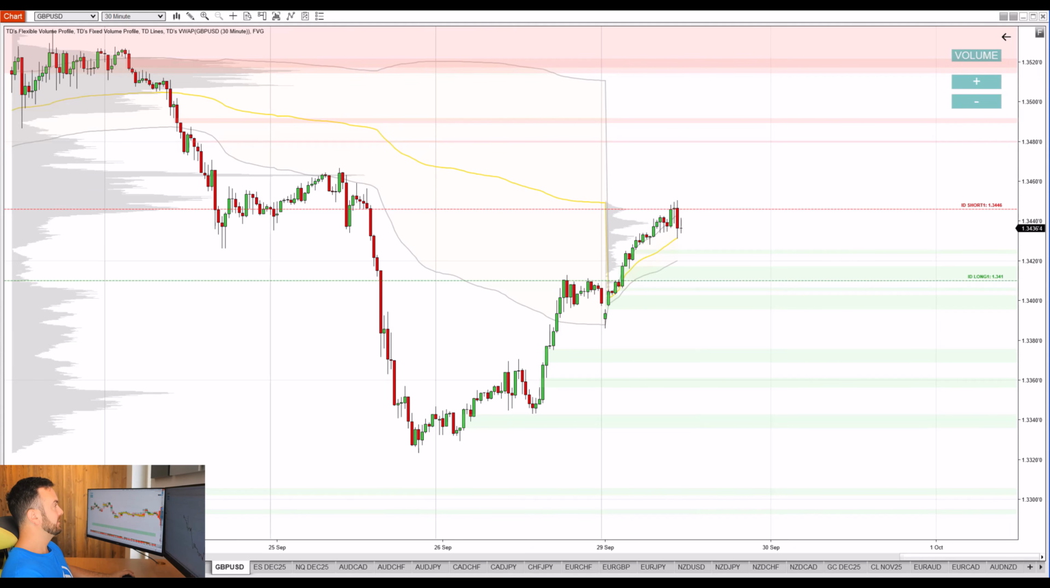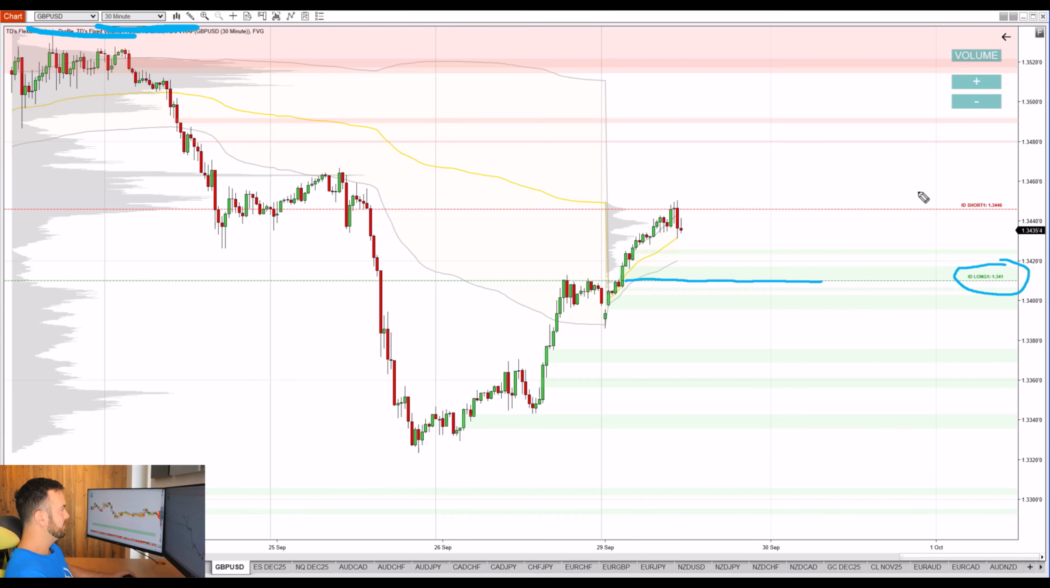What you see before you is the NinjaTrader 8 platform with my custom-made volume profile and VWAP indicators. This is a 30-minute chart of the British pound. And what I want to talk about is a newly formed support that formed earlier today. The support is in here, at 1.3410, and let me now tell you why I think that this is a strong support.